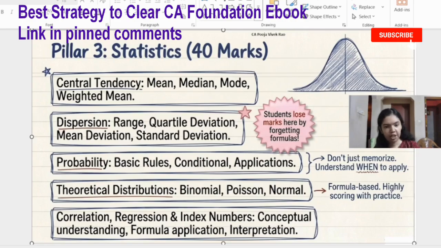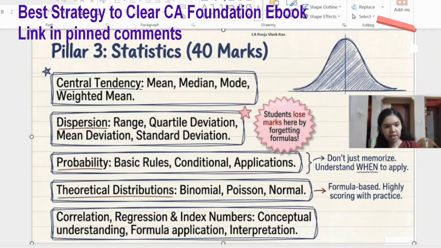Then the next important chapter is probability. This is one of the most important chapters. So understand the basic probability rules, conditional probability and its application. So here don't just memorize the formulas, try to apply them also. Understand how it has to be applied also.